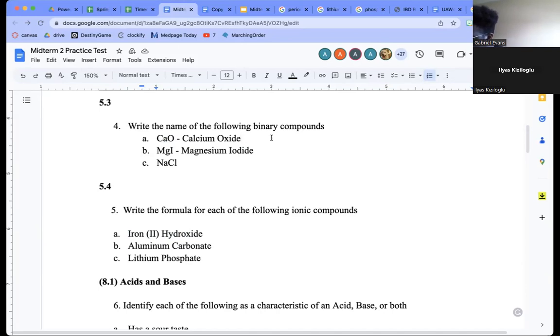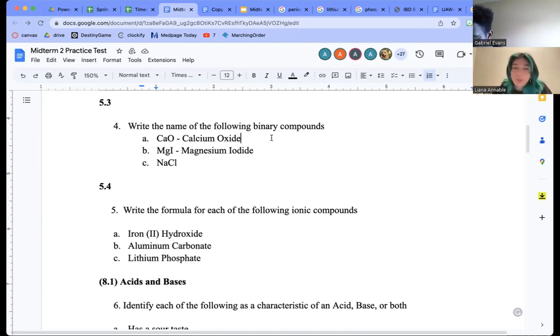How would that be named? Would it still be named like calcium oxide or magnesium iodide, or would the name have to be changed, or would you have to indicate the number, the positive charge, as it is with iron? Does that sort of make sense? Yeah. No, okay. I understand what you're saying.